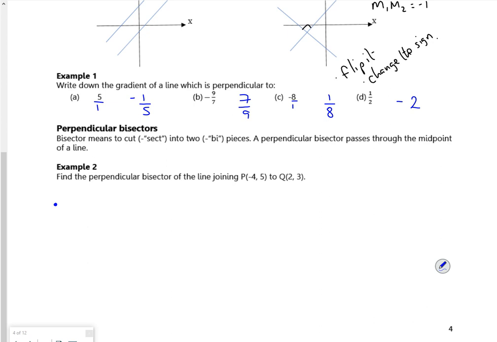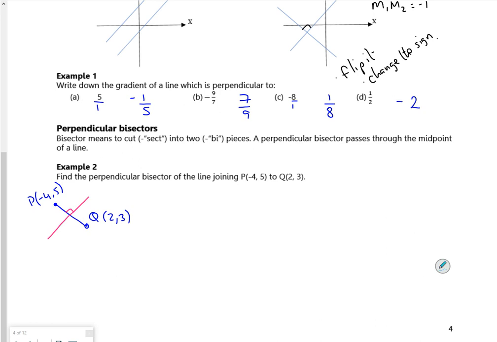That makes sense. So P is minus 4, 5, and then Q is 2, 3. So I want the perpendicular bisector. I want a line that goes through the middle at 90 degrees.